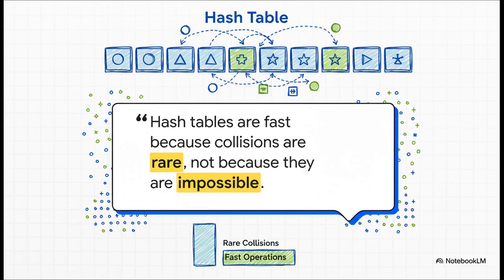The goal is just to make them so incredibly rare that they don't really matter. The speed of a hash table doesn't come from perfection. It comes from playing the odds and playing them really, really well.